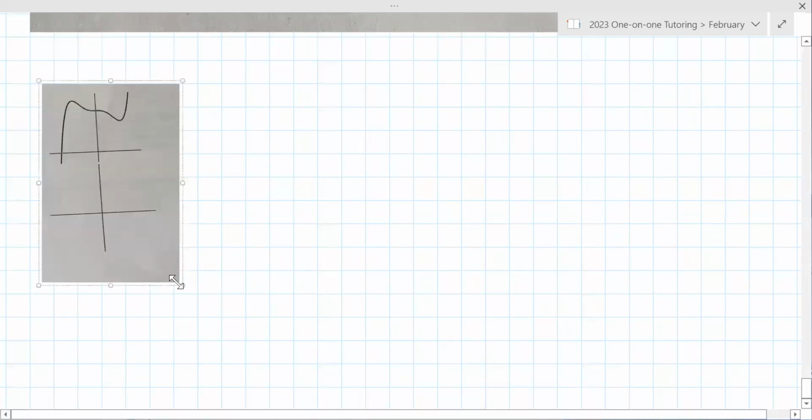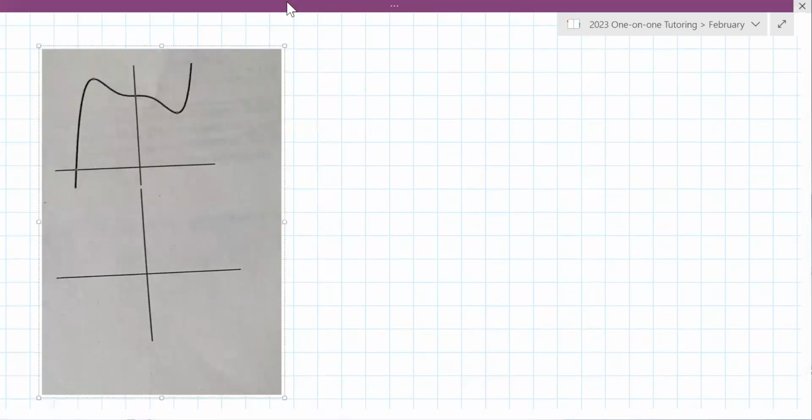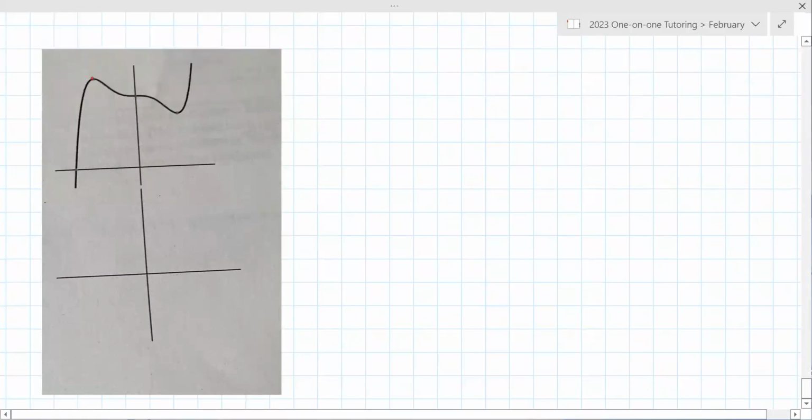All right, let's let that load up here. Step one is to notice where the peaks and valleys are. There's a peak right there, so that's gonna be an x-intercept. There's a min there, it's gonna be an intercept. And then there's one here right at the middle.